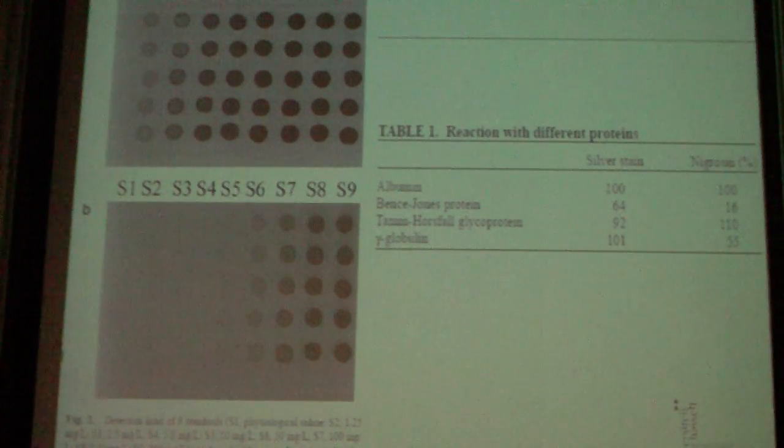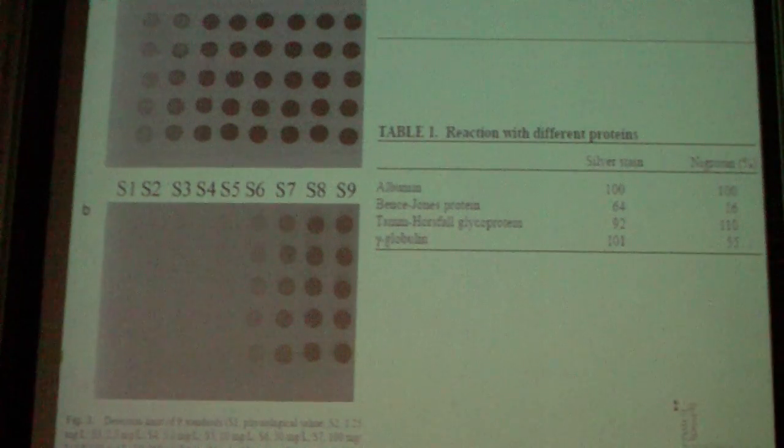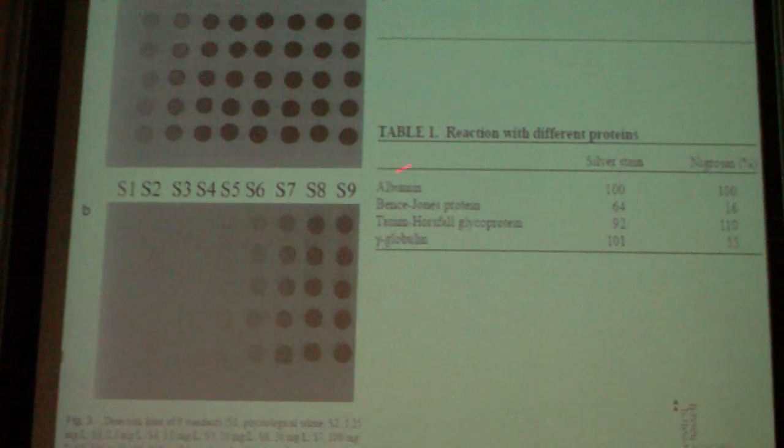Also, Tamm-Horsfall glycoproteins are present in urine. These are just some proteins that are shed by the tubulus in the kidney. They have no specific function, but you can easily find them in urine. And of course, sometimes gamma globulins, if you have a large damage of the glomerulus, you also lose your higher proteins like the gamma globulins.